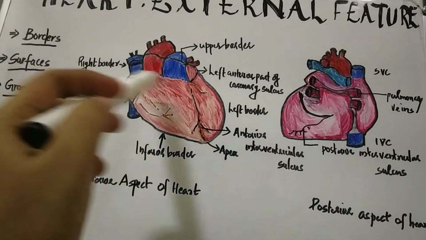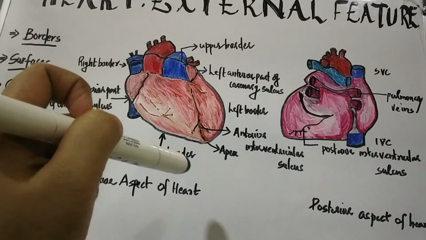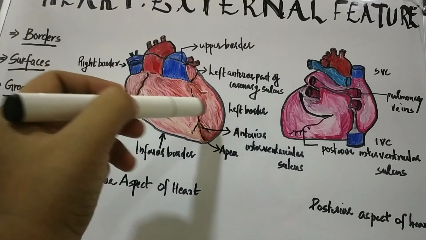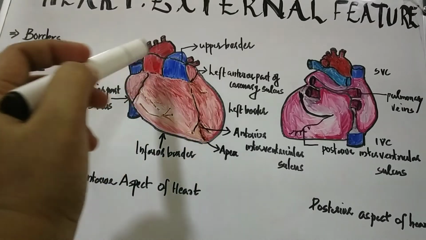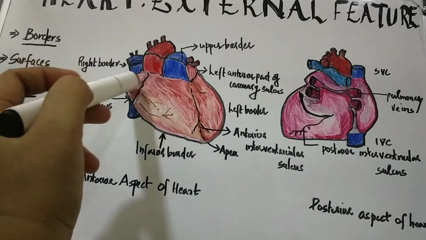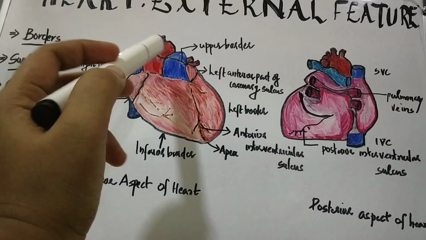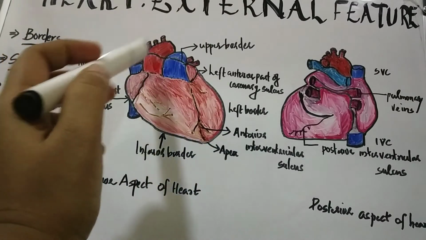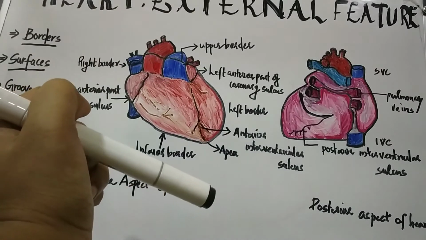Now we will discuss the grooves or sulci of the heart. They are of three types: the interventricular sulcus, which separates the two ventricles; the atrioventricular sulcus, which separates the atria from the ventricles; and the interatrial sulcus, which separates the right and left atria.